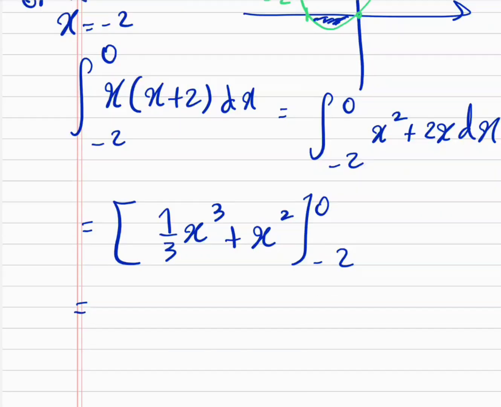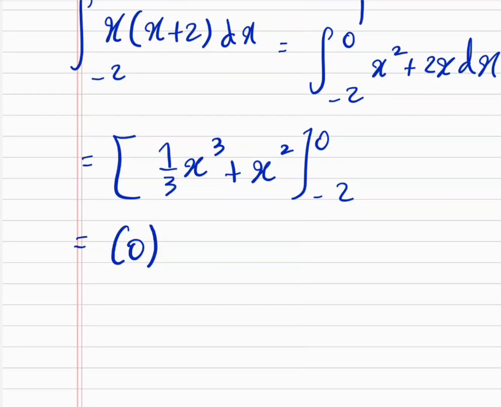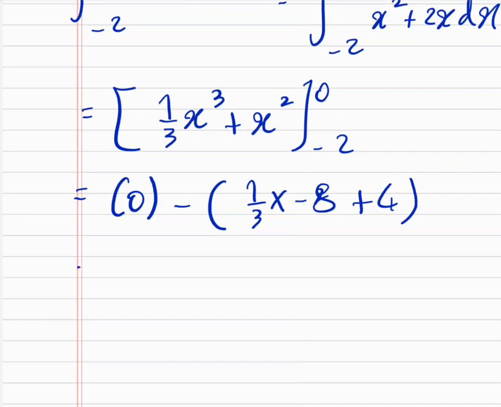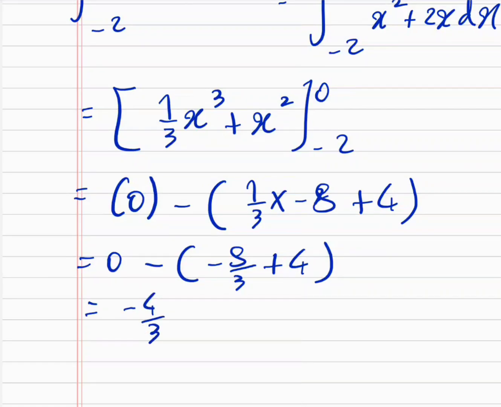So now we substitute. So when we substitute 0, we just get 0. And then minus the second term, the lower limit substituted. So we have a third times minus 8 plus 4. So it's 0 minus, minus 8 over 3 plus 4. So the final answer here is minus 4 over 3.